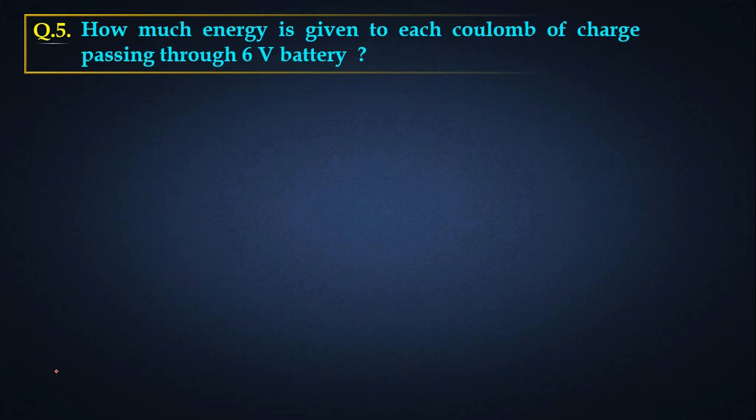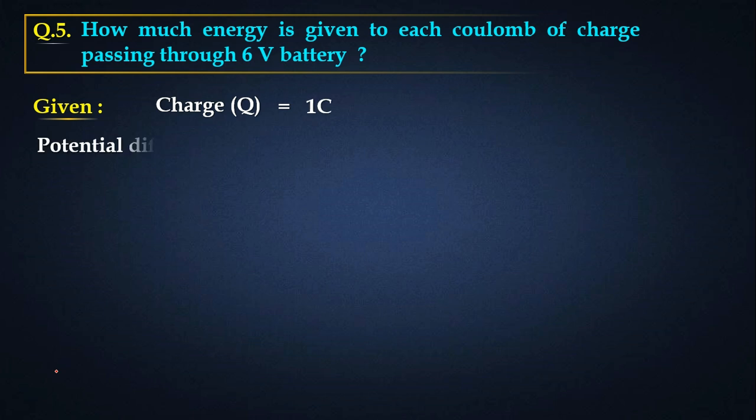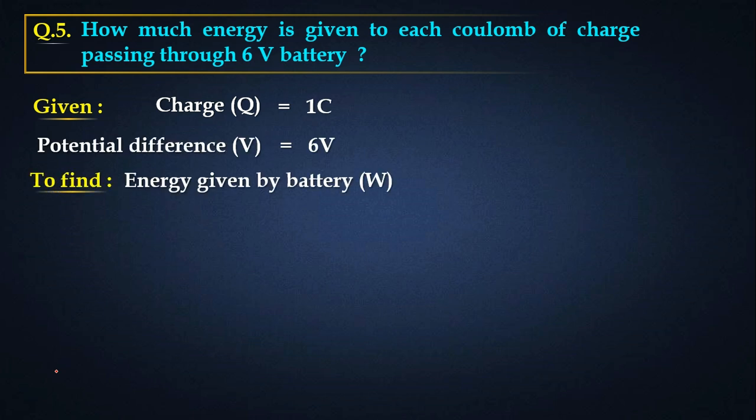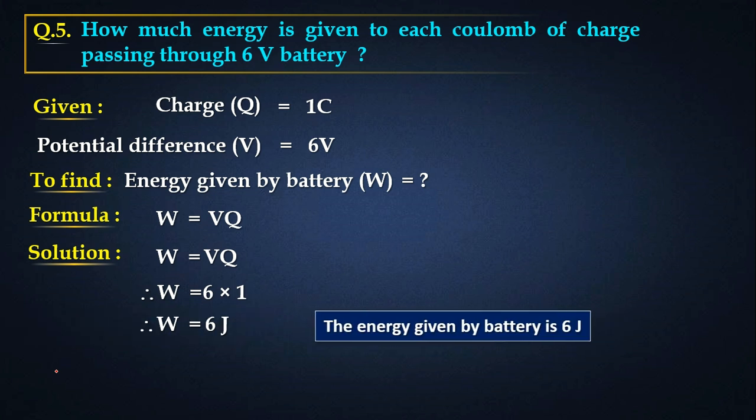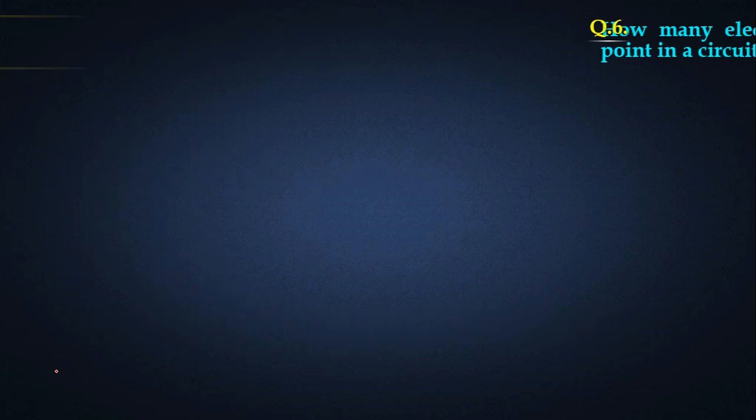How much energy is given to each coulomb of charge passing through a 6 volts battery? Here charge is equal to 1 coulomb, potential difference is 6 volts. Energy given by the battery is W. So W is equal to V into Q, 6 into 1, so 6 joules. 6 joules is the right answer. So energy given by the battery is 6 joules.